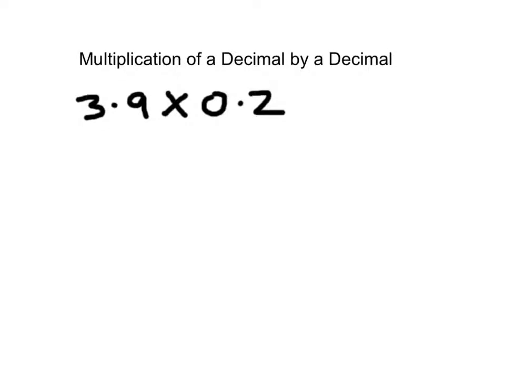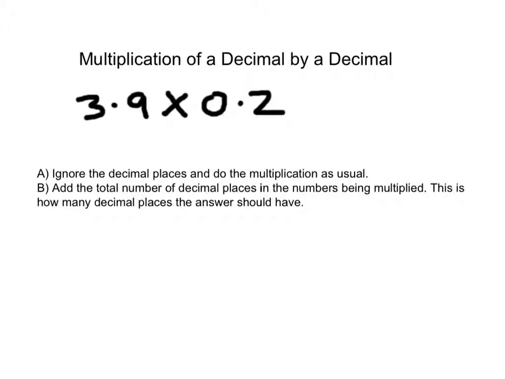To multiply a decimal by a decimal, there's a very simple rule which will always work, and that is: ignore the decimal places completely and do the multiplication as usual. So in this example above, we ignore the 3.9 and the 0.2, and what we work out instead is just 39 multiplied by 2, which I know is equal to 78.